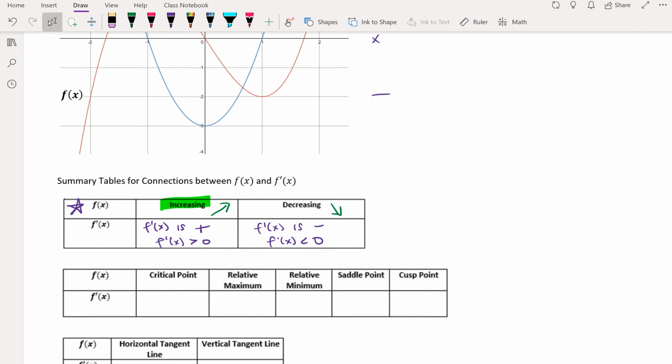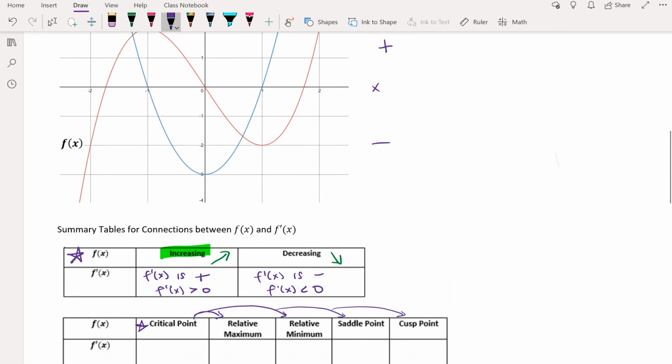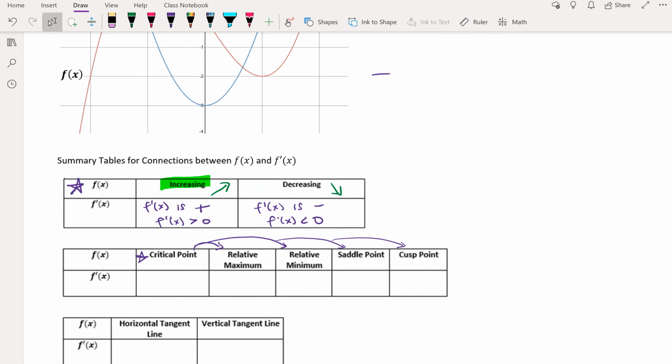Okay, so now let's make some more connections. We need to define a critical point. So really quick in your note, critical points, make sure that you know all of these are critical points: relative max, relative min, saddle point, and cusps. Those are all critical points. I'll tell you what's true at critical points, and then we'll look at max and mins. At critical points, these two things are always true: f prime of x equals 0, or f prime of x is undefined.